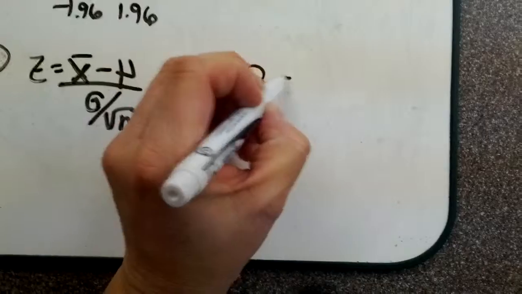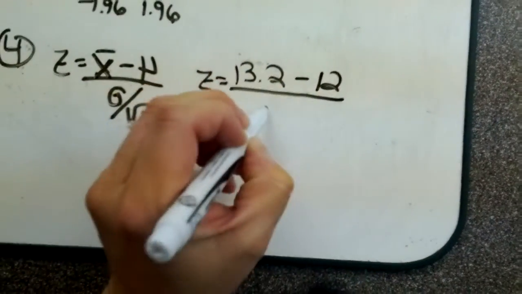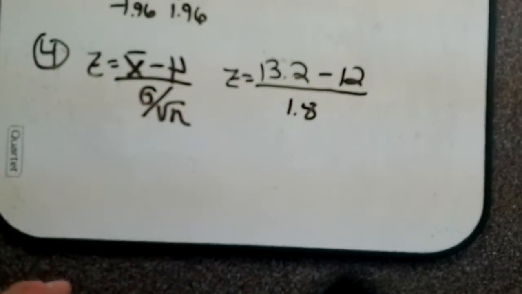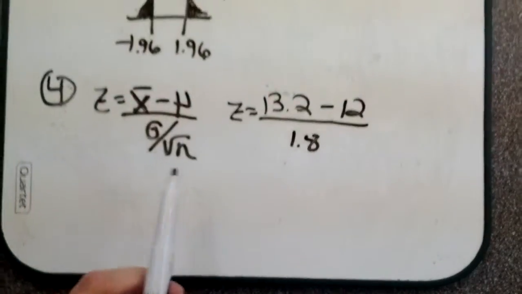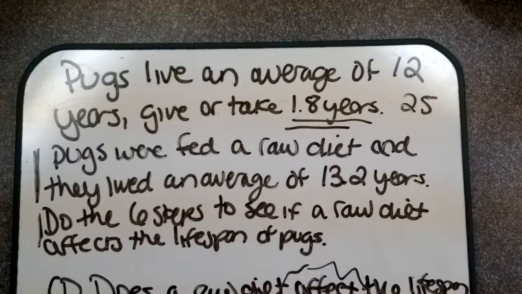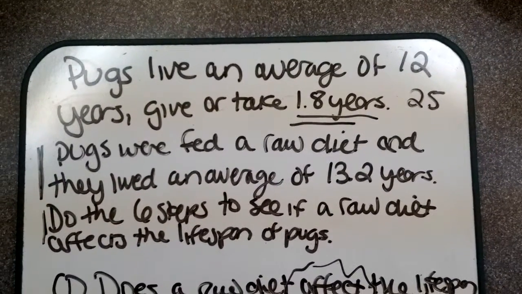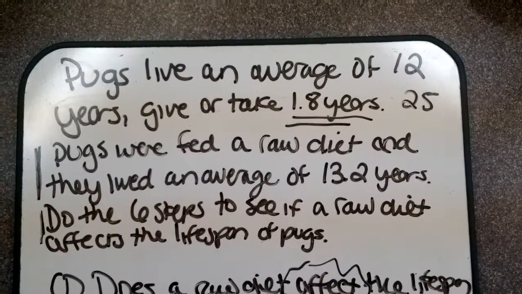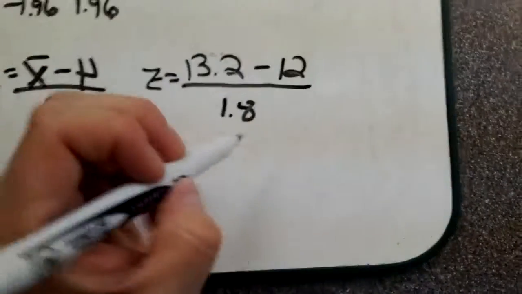So if I plug that in down here, 1.8 is my sigma. Now I have to find my sample size. Remember, we saw that up here as being the 25 pugs who were fed the special diet. So here, n, my sample size, is 25.